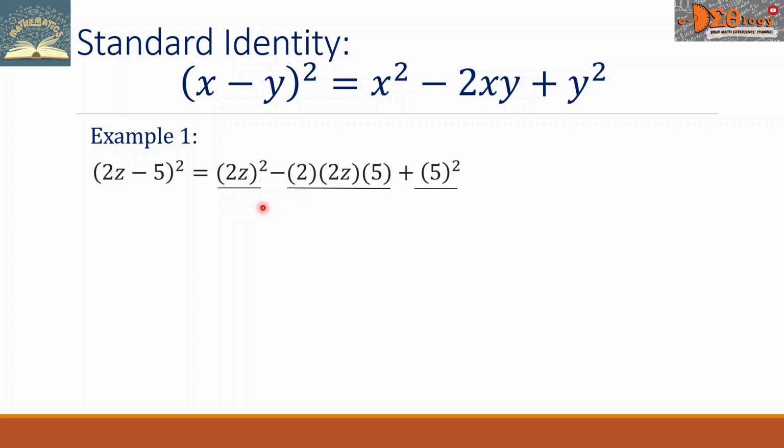Then we simplify the 3 terms. The square of 2z is 4z squared. The middle term, minus 2 times 2z times 5, that is 20z, plus 5 squared is 25.